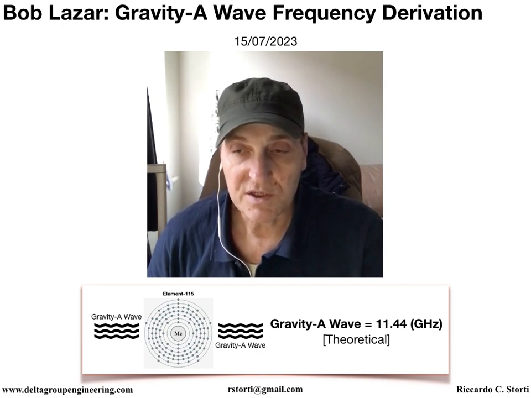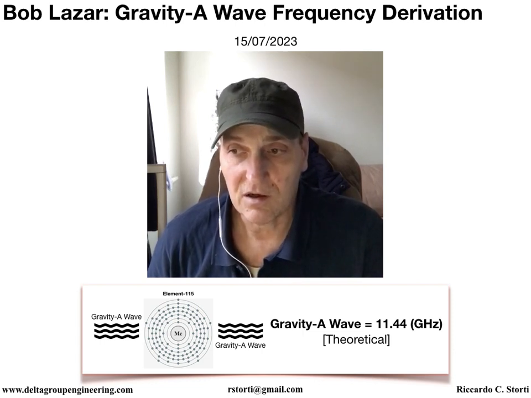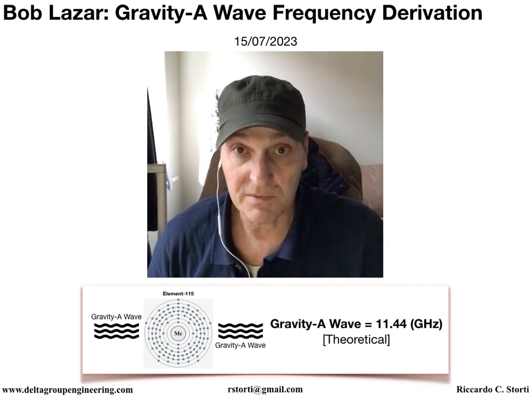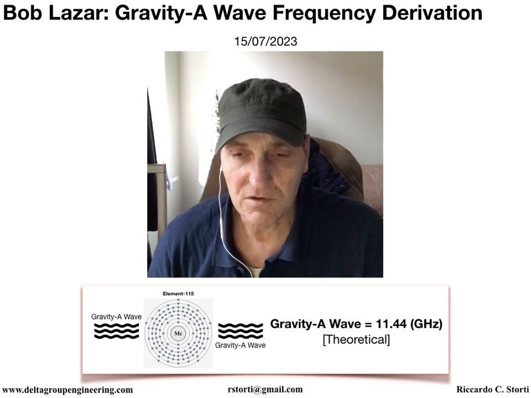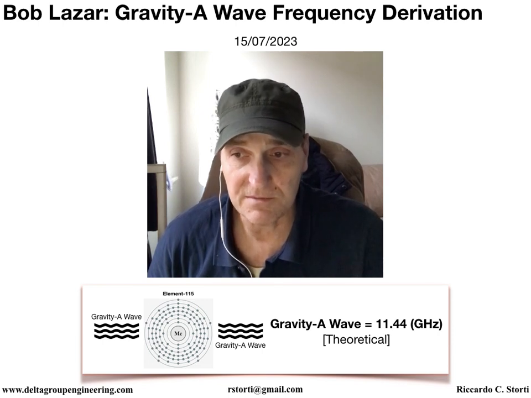Since we only need one equation to predict what happens at both scales, this proves that only one form of gravity exists, not two. If there were two forms of gravity, we'd need two equations. This doesn't mean that Bob Lazar lied, it simply means he made a mistake because nobody had shown him the mathematical solution. So, in this episode we're going to validate Bob Lazar's second scientific claim. That is, we're going to show you that the so-called gravity A wave emanating from the element 115 atom does so within the microwave frequency range.